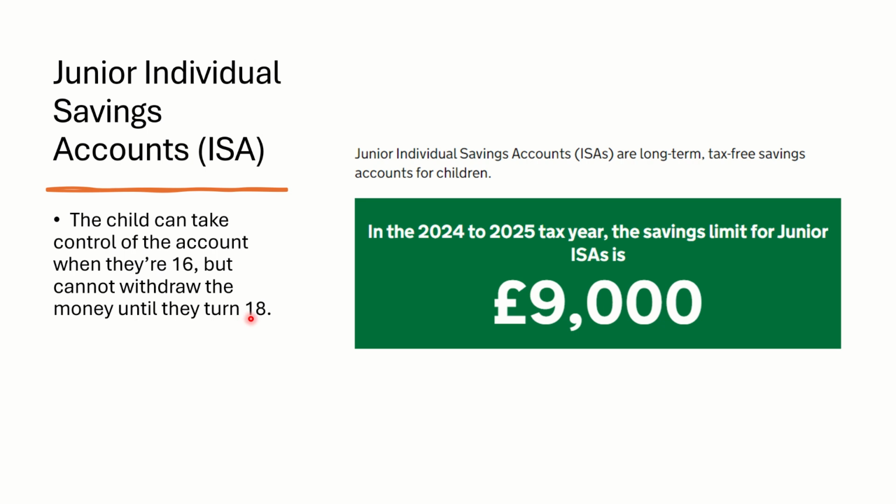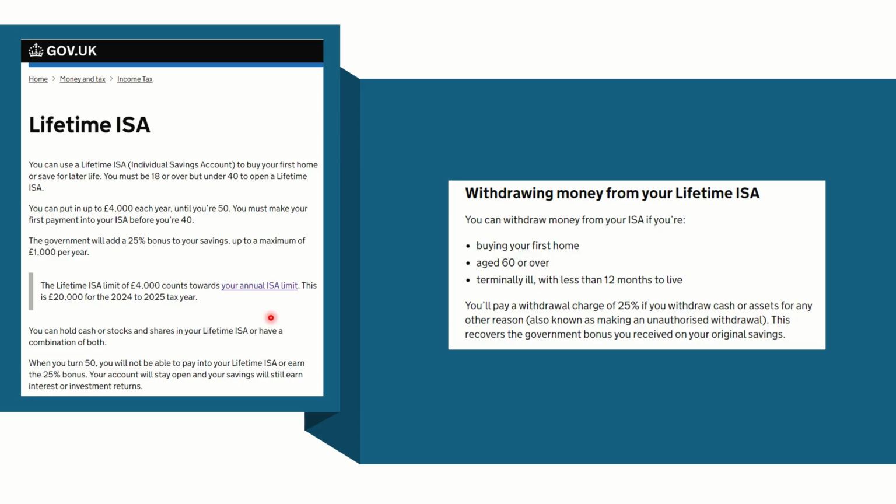So if you are saving the money for the kids, then you can open a junior individual savings account, or a junior ISA account, and for each year, currently for 2024 to 25, the limit is 9,000. So for each kid you have 9,000, and you can save this money and earn interest without paying taxes.